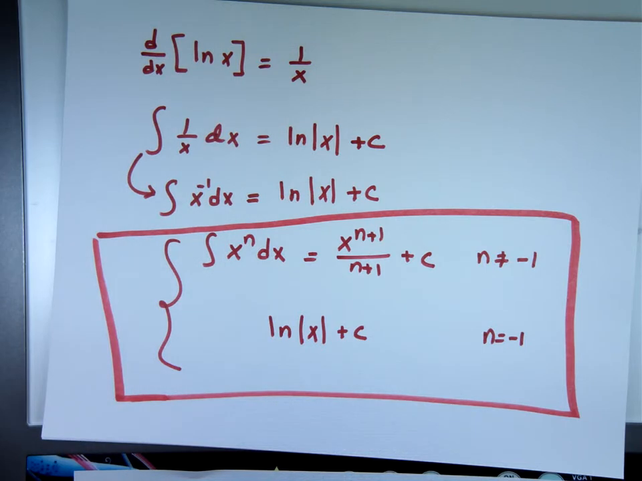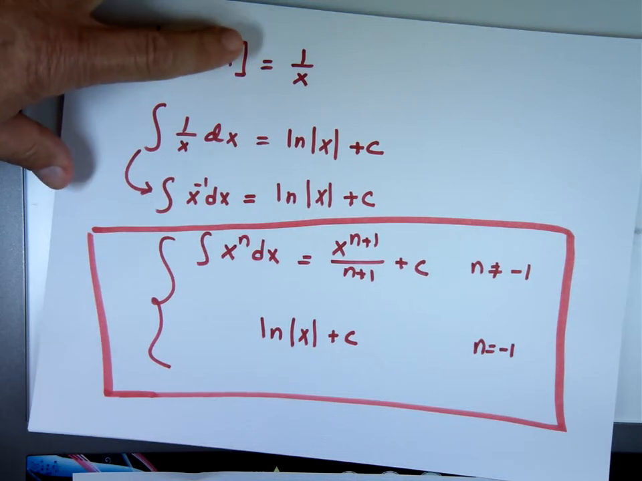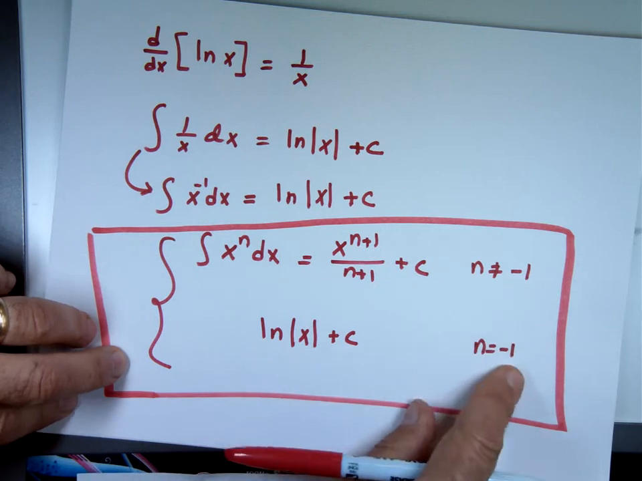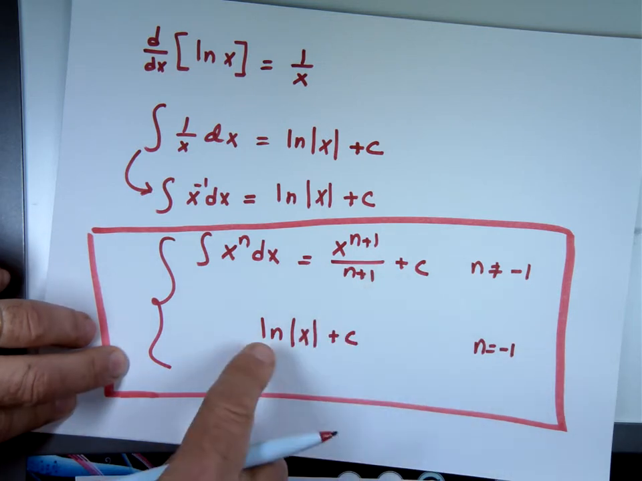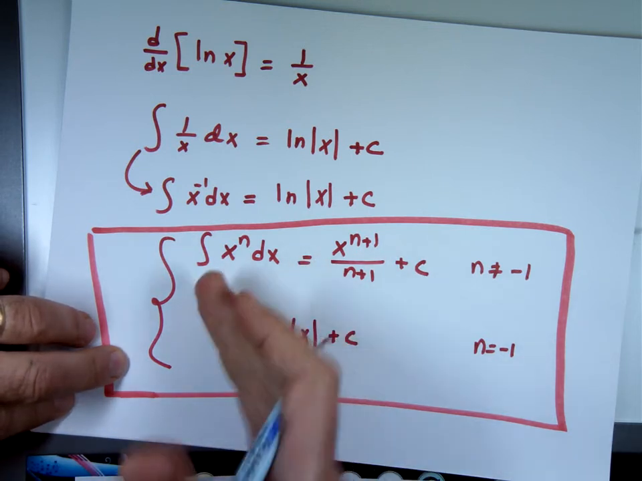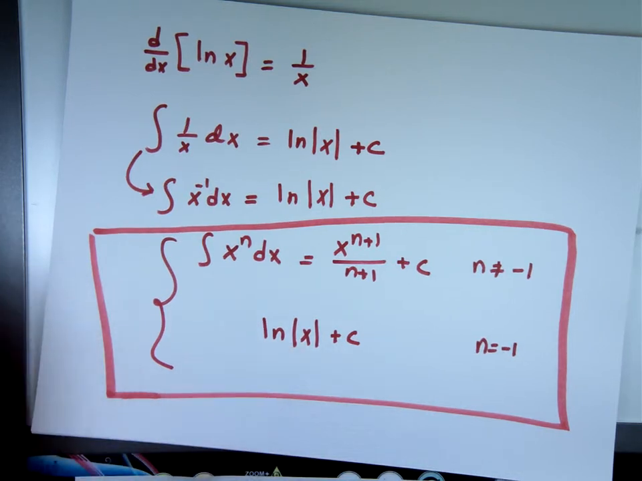The integral of x to the n dx is we add 1 to the power, divide by the new power, add c, as long as n does not equal minus 1. When n equals minus 1, we can't use that. We have to use the natural log of the absolute value of x. Again, the reason for the absolute value, we know we can't take the natural log of a negative number, so it has to be a positive value there.